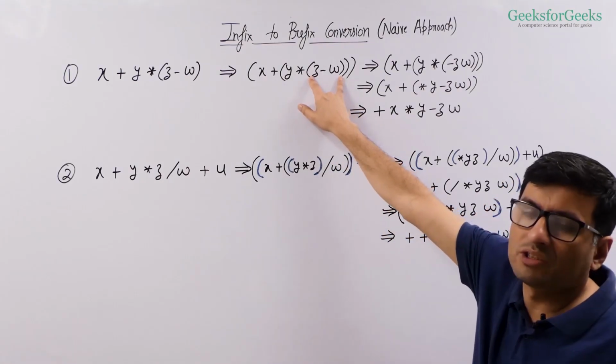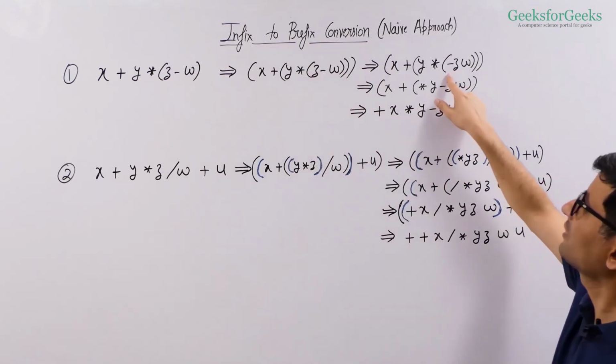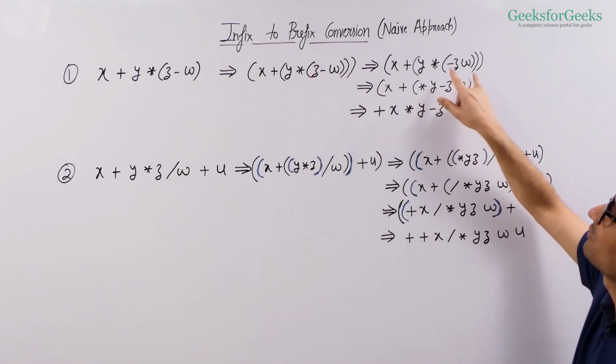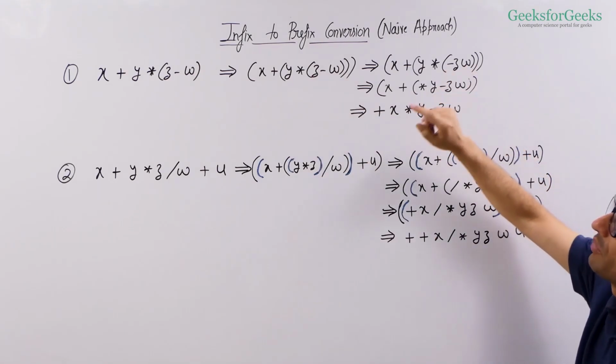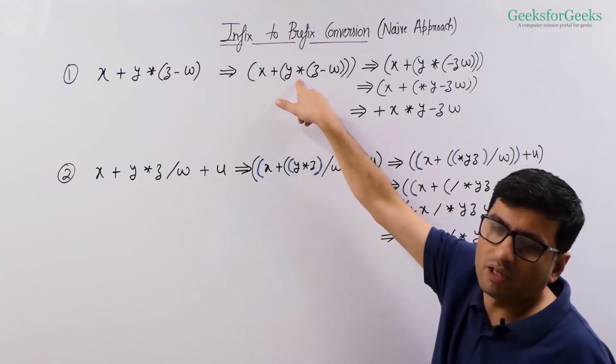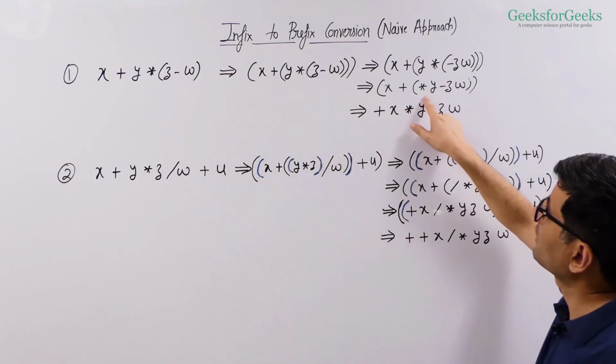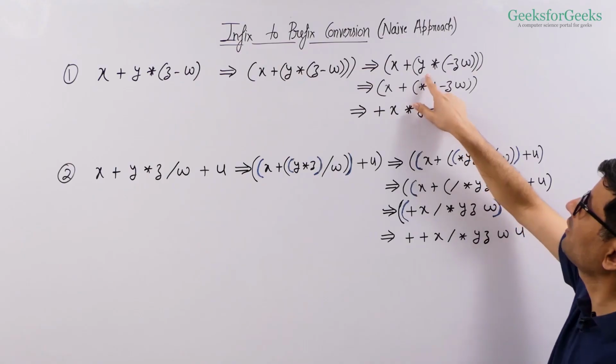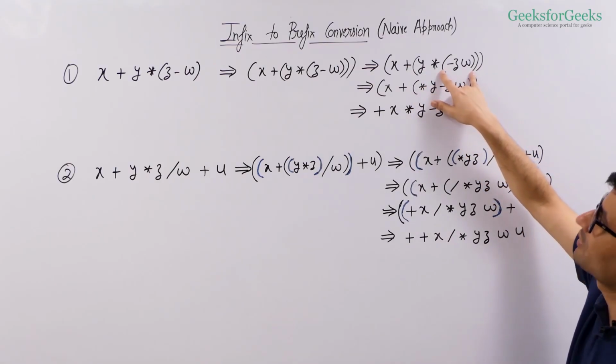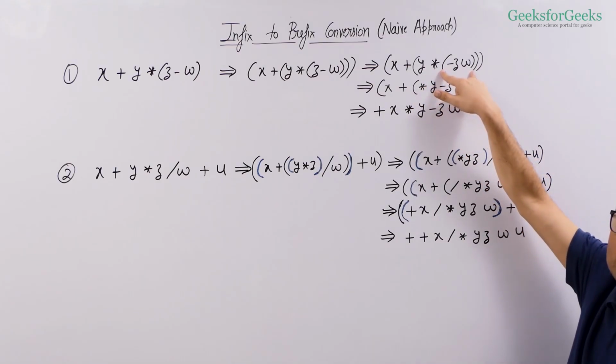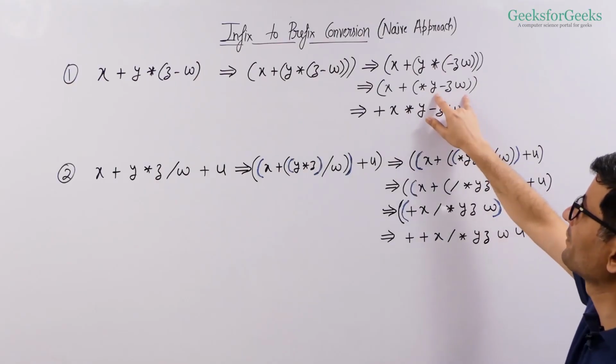So we'll convert this into prefix. So we'll get minus zw. And once we have converted this, we'll convert the outer one. Outer one is multiply. So we'll put the multiply sign, then we'll put the first operand, and then we'll put the second operand for this. Second operand for this is this whole expression. So we'll put this whole expression here.